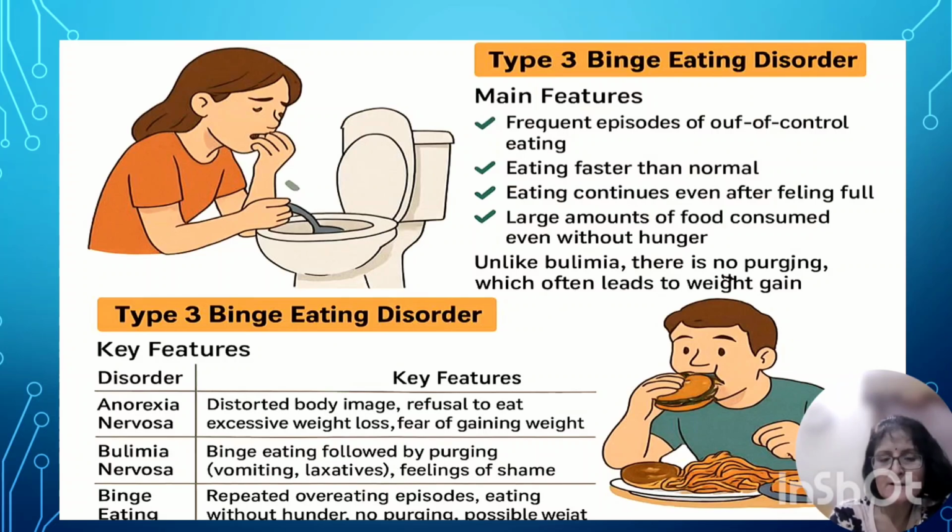Right, you could see some of the key features mentioned. Anorexia nervosa, as I explained to you: distorted body image, refusal to eat, excessive weight loss, and fear of gaining weight. And in bulimia nervosa: binge eating followed by purging like vomiting or laxatives, and feeling of shame. And binge eating: repeated overeating episodes, eating without hunger, no purging, and possible weight gain. I hope this clears the features or symptoms of these disorders as per your NCERT.